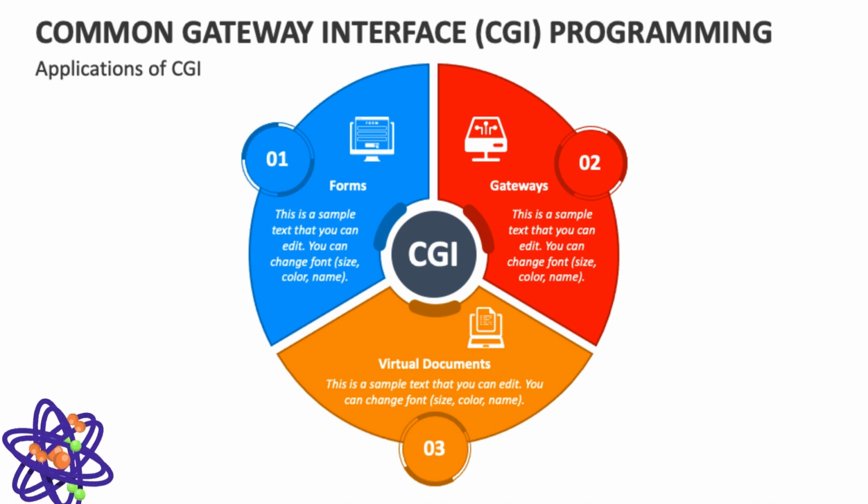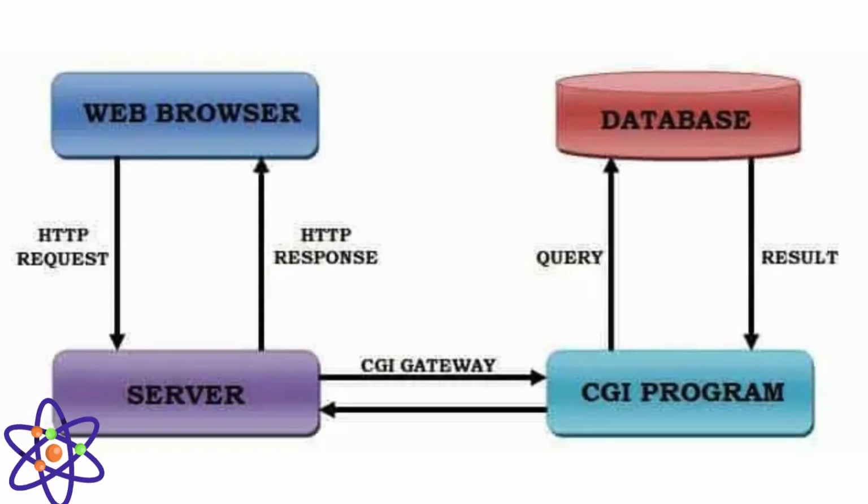How does CGI work with web servers? When a web server receives a request for a CGI script, it executes the script in a new process and passes any user input, such as form data, to the script via environment variables. It then captures the script's output and sends it back to the client's web browser.